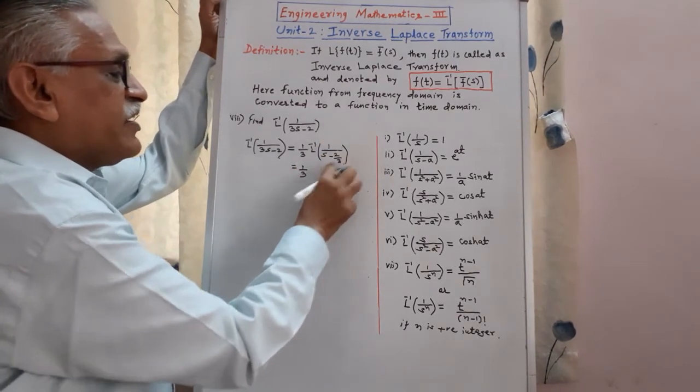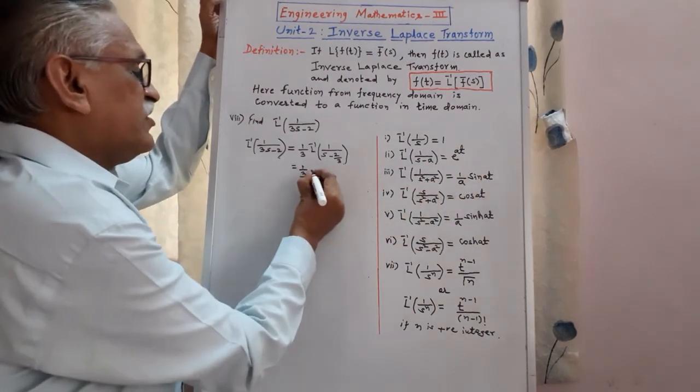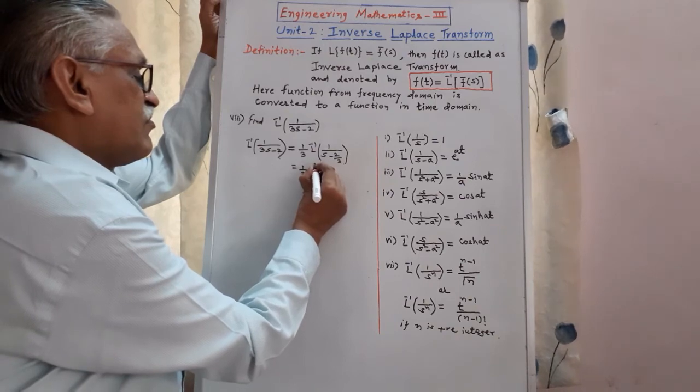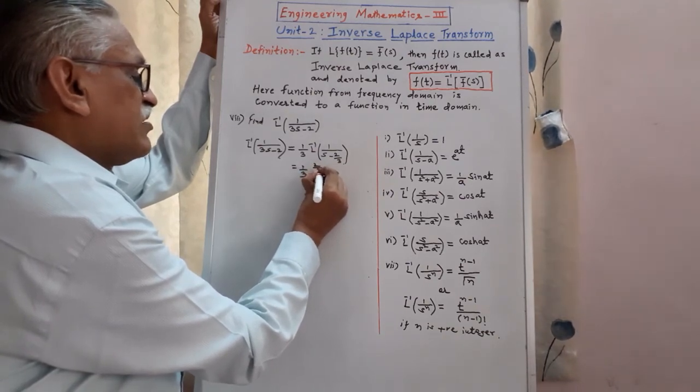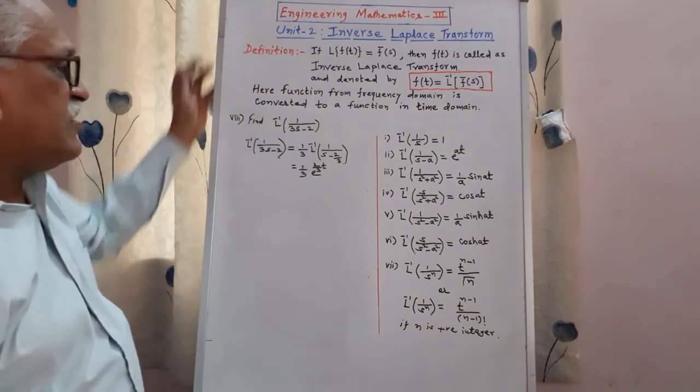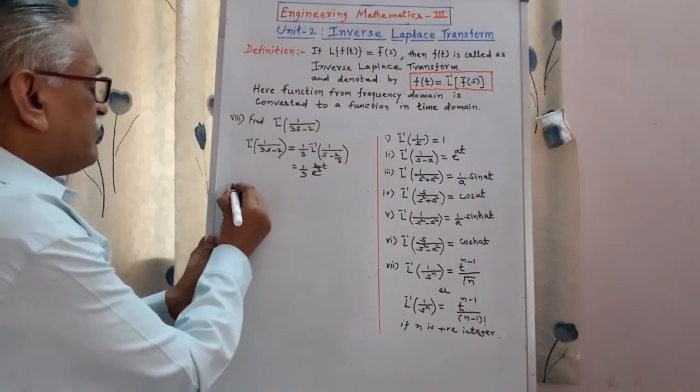inverse of 1 upon s minus a. Applying this, it is e raised to at, a is here 2 by 3 times t. This is the required inverse Laplace.